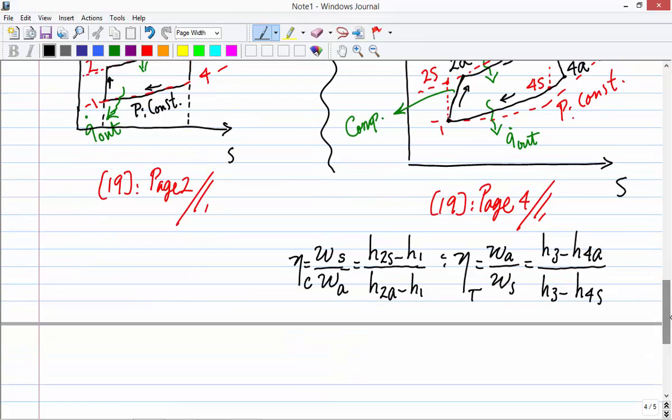And the corresponding pages would be for the compressor, here 15 page 5, and 15 page 4.